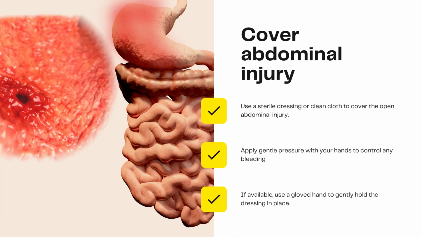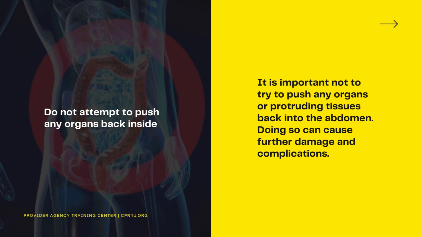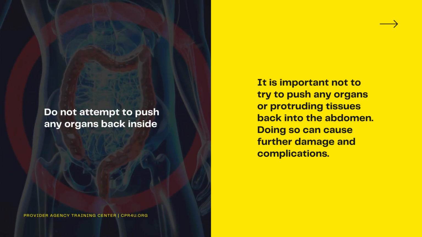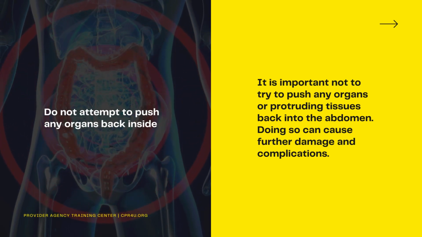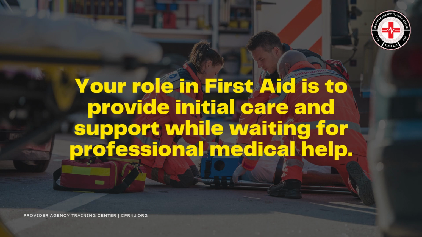Next, cover the wound. Use a sterile dressing or clean cloth to cover the open abdominal wound. Apply gentle pressure with your hands to control any bleeding. If available, use a gloved hand to hold the dressing in place. It is important not to try to push any organs or protruding tissues back into the abdomen. Doing so can cause further damage and complications. Keep a close eye on the injured person's vital signs, such as their breathing and pulse. Your role in first aid is to provide initial care and support while waiting for professional medical help.